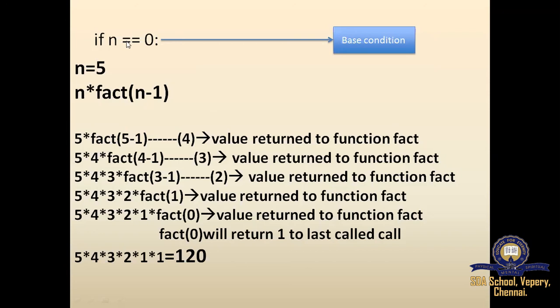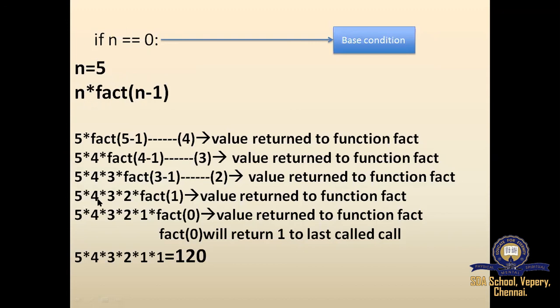It is going to check 4 equal to 0. No, it will come to else. Now, 5 into 4 into fact of 4 minus 1 is going to return 3 to your function. It is going to check here. 3 is equal to 0. No. n into fact of n minus 1. So 5 into 4 into 3 into fact of 3 minus 1. The value now is 2. 2 equal to 0. No. Once again, it comes to else part.